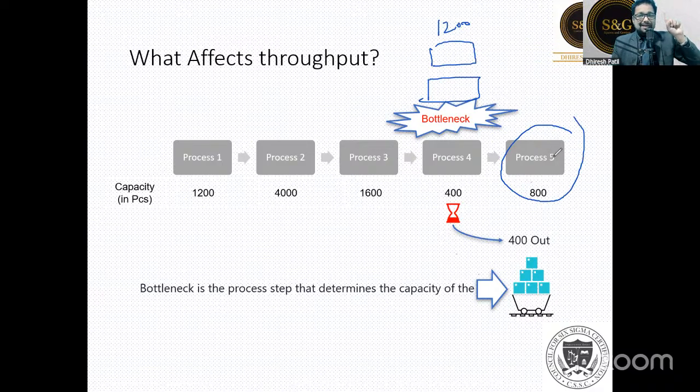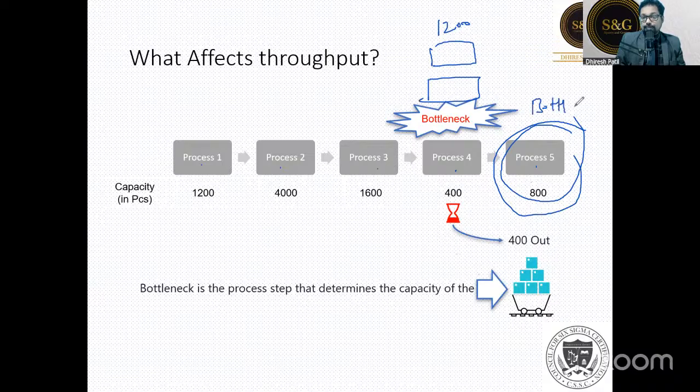Have you understood? Just give me yes in the chat box. Let's say if I add 2 additional processes, now my process 4 can deliver 1200, right? 400 plus 400, 1200. Now I have 400, 1200, 4000, 1600, 1200 and 800. Now 800 has become my new bottleneck. Are you understanding?